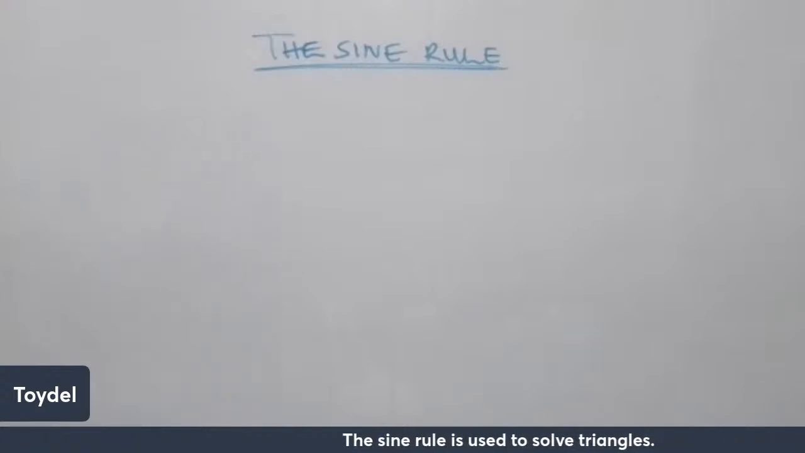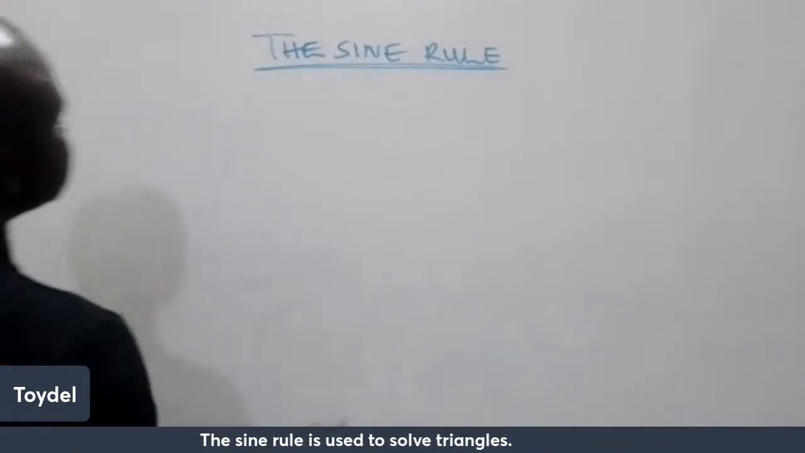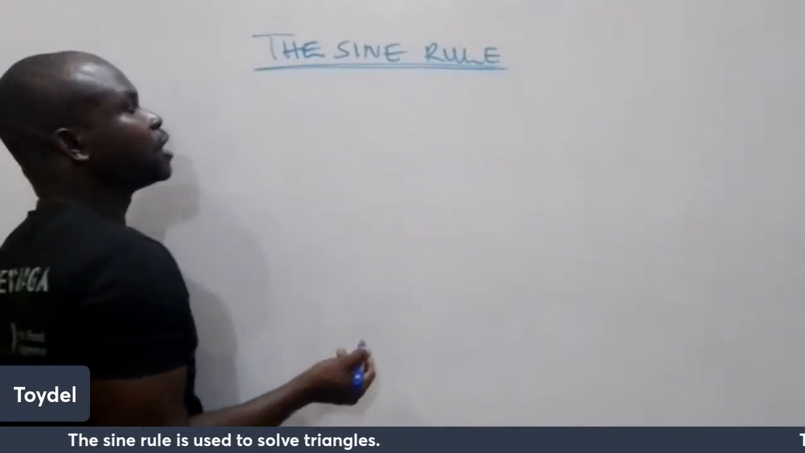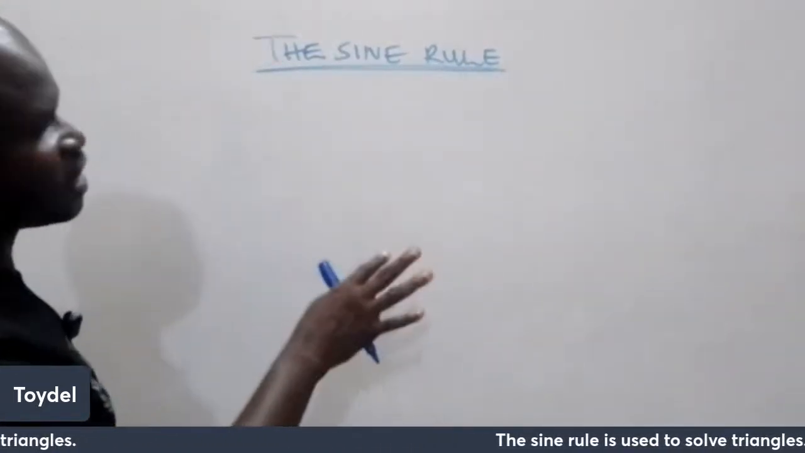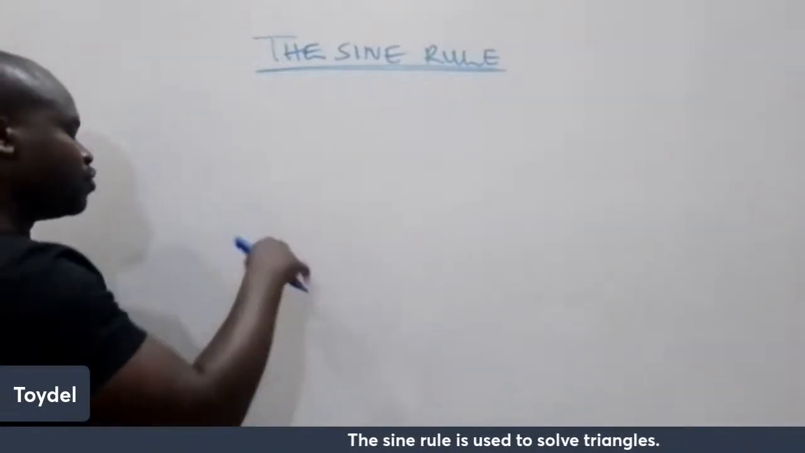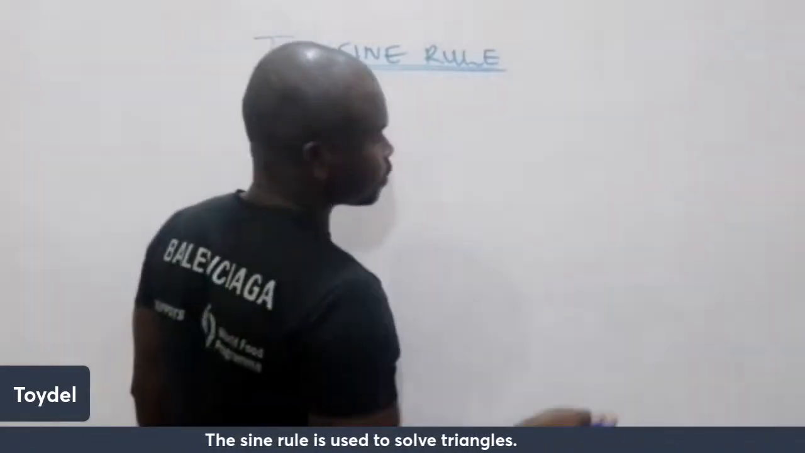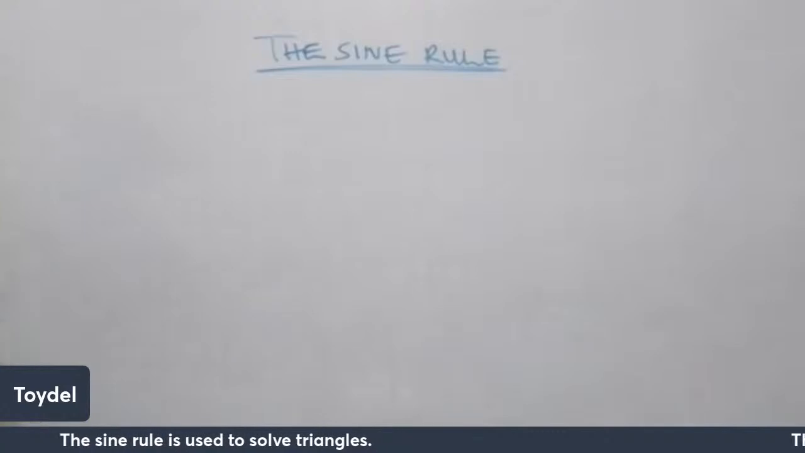There are so many types of triangle. We have the scalene triangle, equilateral triangle, isosceles triangle, right angle triangles. So in case of a right angle triangle, we are on the safer side. We know what to do. We can actually use Pythagoras theorem, or we use SOHCAHTOA to solve that.